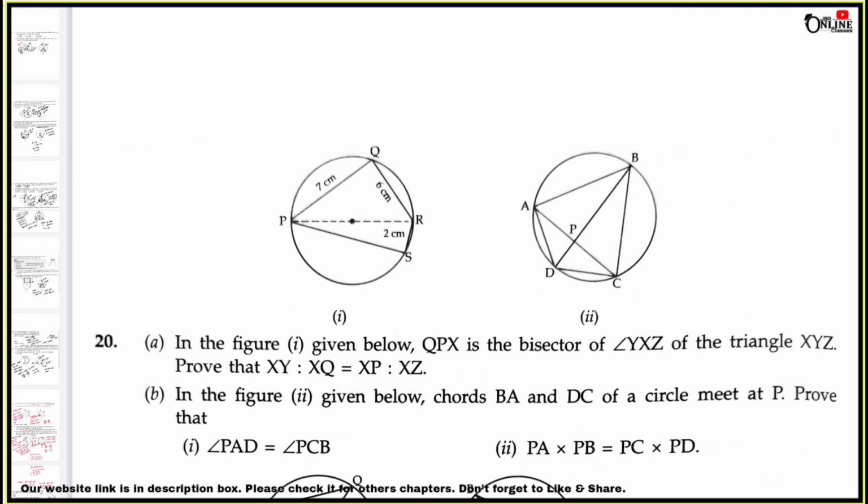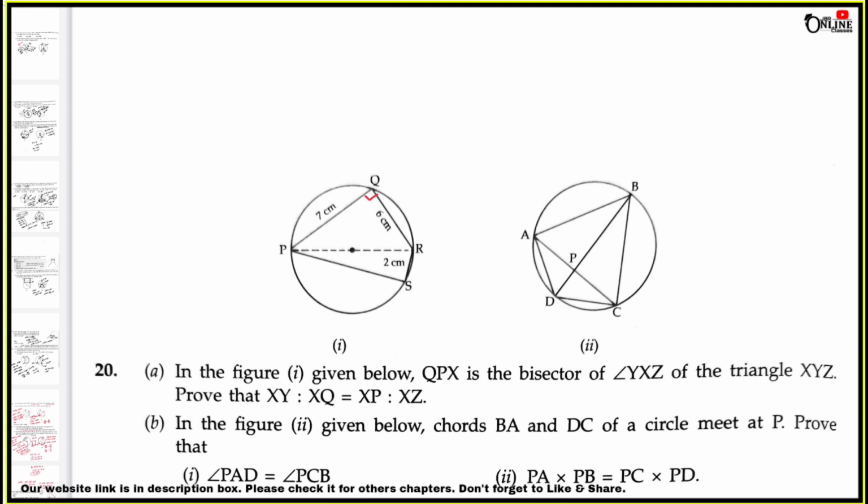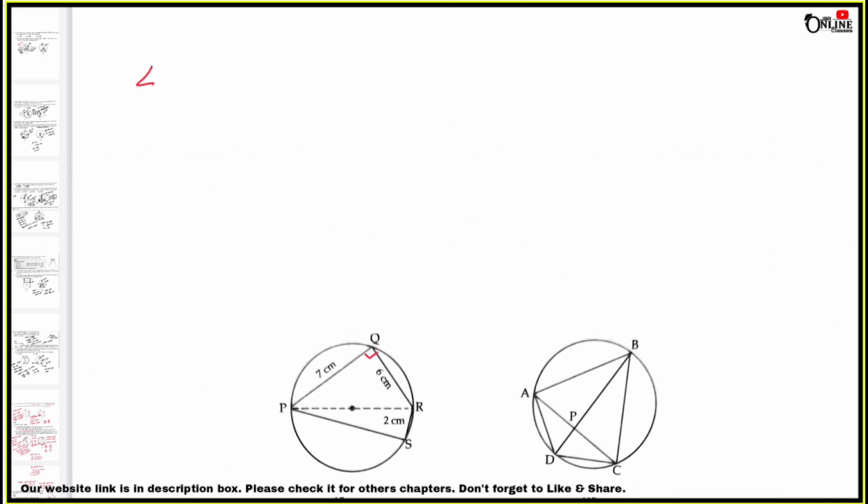Okay. So here angle Q, this angle. As PR is the diameter, so angle PQR equal to 90 degree.